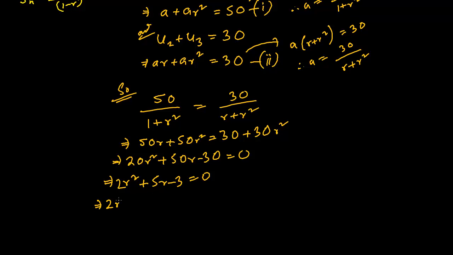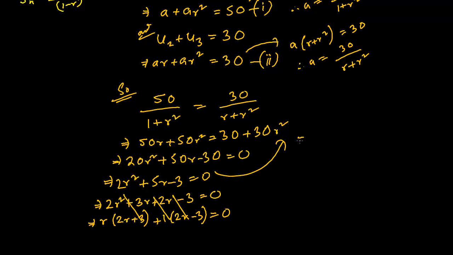2 times 3 is 6. So 2r squared plus 3r plus 2r minus 3 equals 0. If we take r common, it turns out to be 2r plus 3. And if we take 1 common, it turns out to be 2r minus 3. So obviously it doesn't work with this middle term break, because one is 2r plus 3 and the other one is 2r minus 3. So we have to try one more time. Let's cancel this and try another way of doing middle term break. If 2 times 3 is 6, another way of getting this is 6 times 1 is 6. So 2r squared plus 6r minus r minus 3 equals 0. We still get 6r minus r is 5r. So this time it is going to work.